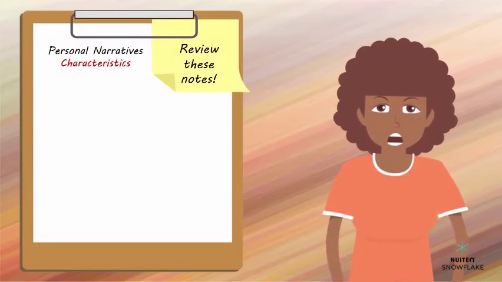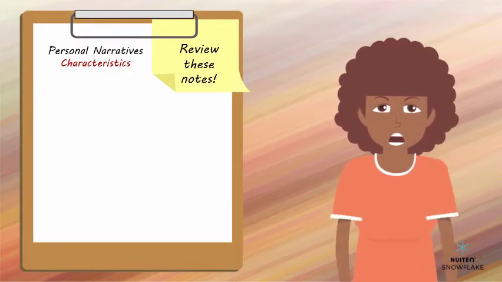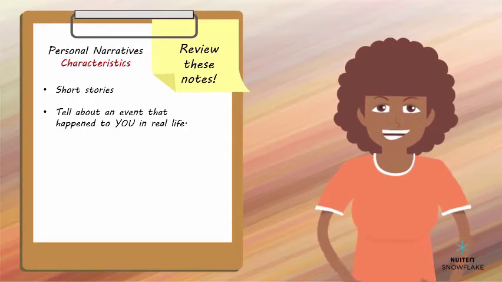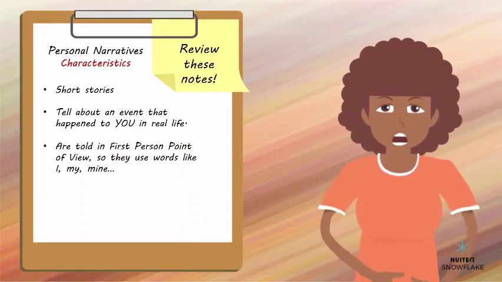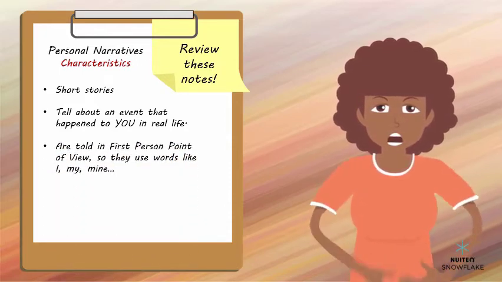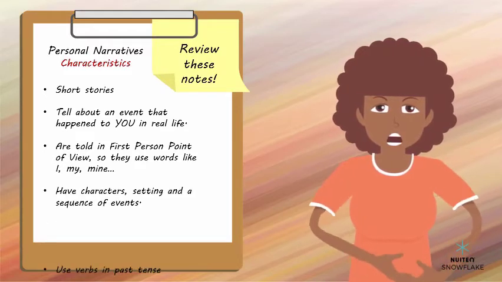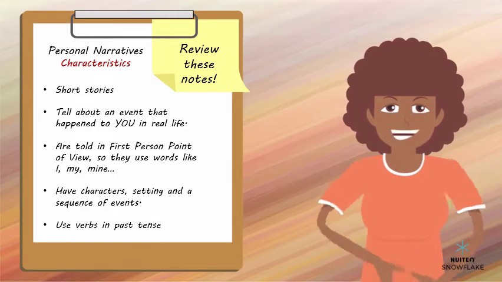Personal narratives have certain characteristics. They are short stories, tell about an event that happened to you in real life, are told in first-person point of view, so they use words like I, my and mine, have characters, setting in a sequence of events, and use verbs in past tense.